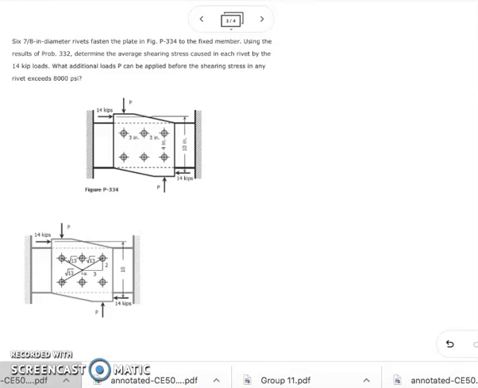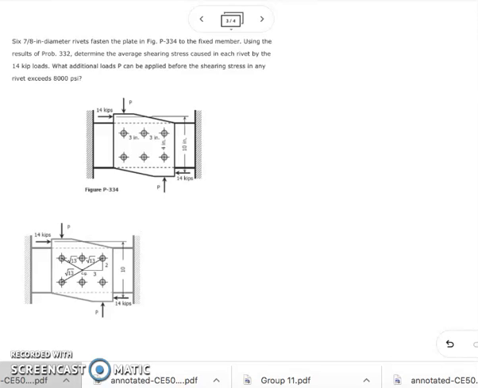So what will be the value of P so that the shearing stress in any rivet will not exceed a shearing stress of 8,000 psi? For this example, there is a statement that we have to use the result of problem 332. Actually, the previous problem was a derivation or investigation of a certain equation that will be used.